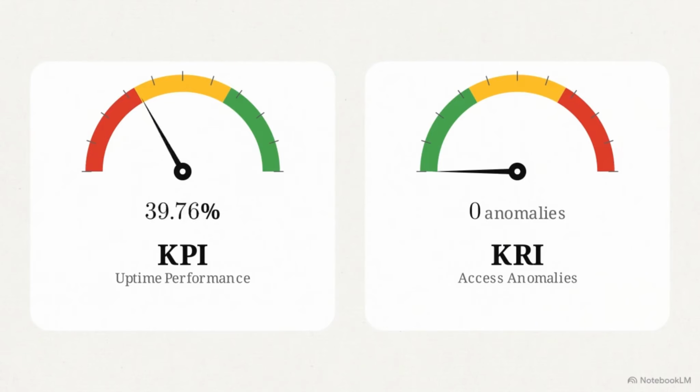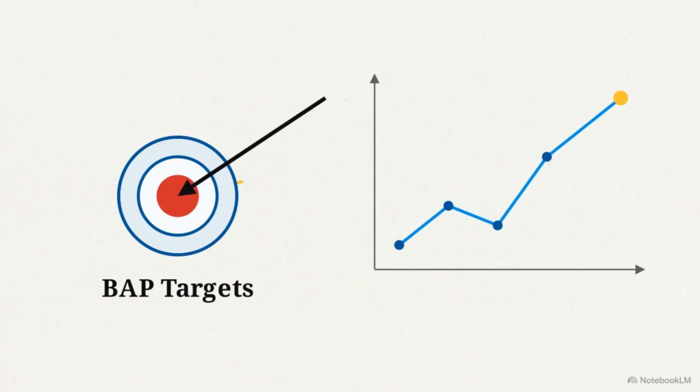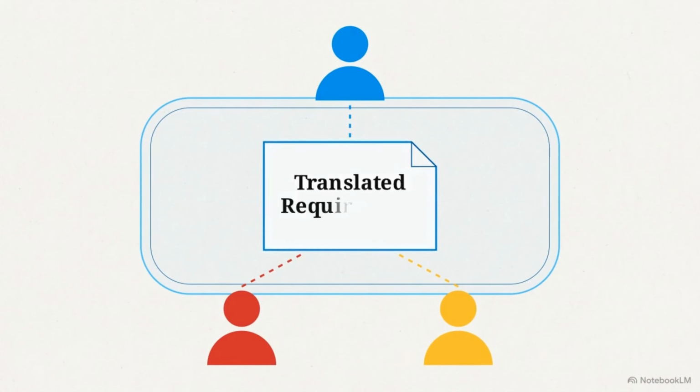Once the system is live, you use key performance indicators and key risk indicators to track success. Because your targets were defined during the BAP phase, you can report on how the architecture supports business performance using real data. To prepare for your final projects, download the Your First Business Attribute Profile Guide from the UUM Learning Portal. It walks you through running a translation workshop with stakeholders.